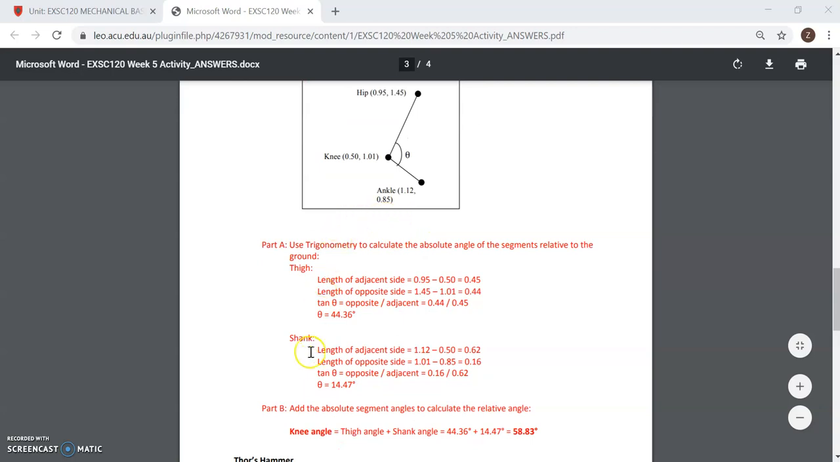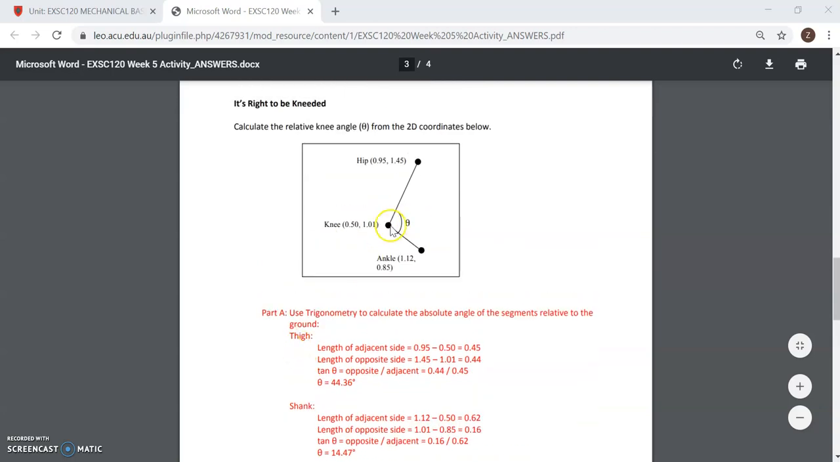We then do the same for the shank. So we work out the horizontal distance and the vertical distance. For the length of the adjacent or the horizontal side would be 1.12 minus 0.50. And then for the opposite side or the vertical side, it would be 1.01 minus 0.85.